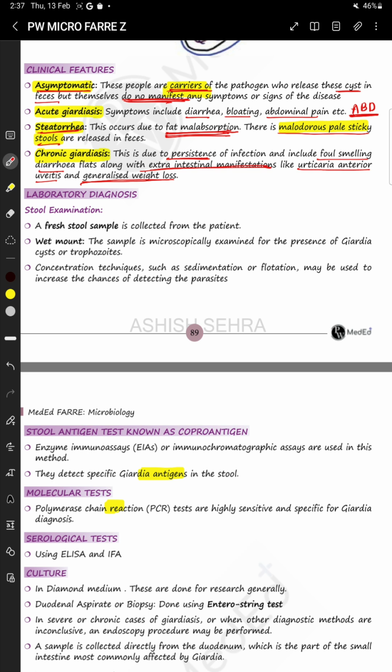Chronic giardiasis is due to persistence of infection and includes foul smelling diarrhea, flatus, along with extraintestinal manifestations. The extraintestinal manifestations in chronic giardiasis are urticaria, anterior uveitis and generalized weight loss.